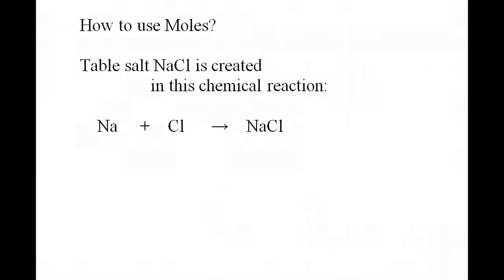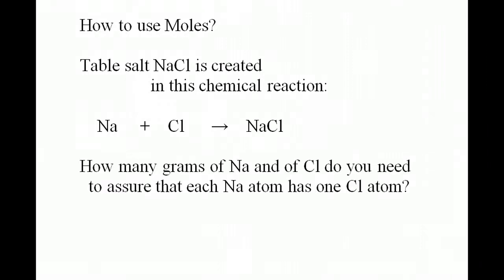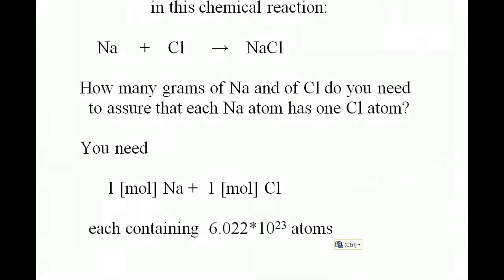Let me give you a simple example of how to use moles. Table salt, NaCl, is created in this chemical reaction: Na plus Cl equals NaCl. How many grams of Na and of Cl do you need to assure that each Na atom has one Cl atom to react with? You need 1 mole Na plus 1 mole Cl, each mole containing 6.022 multiplied by 10 to the power of 23 atoms.